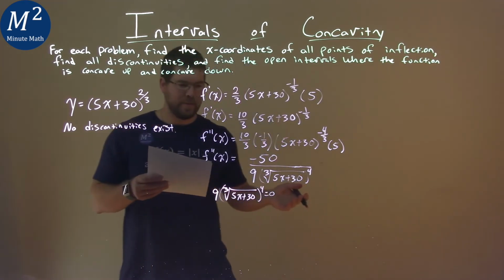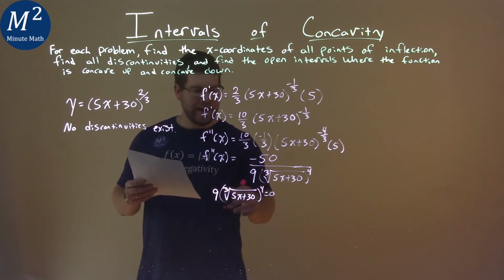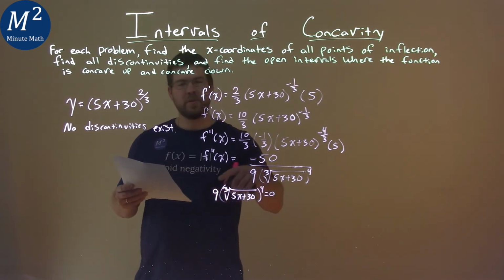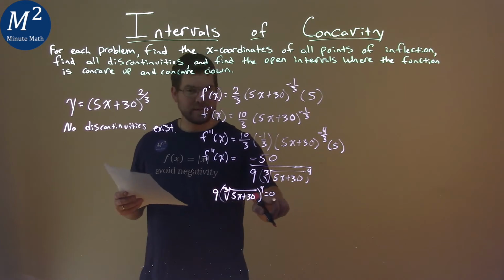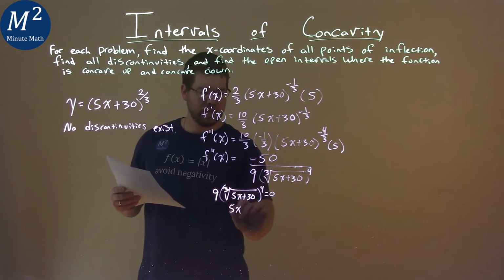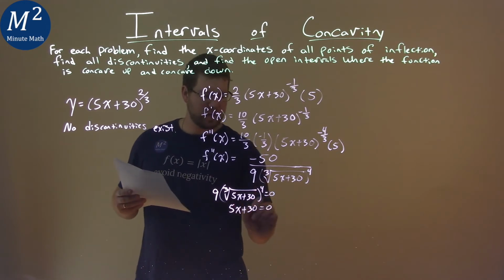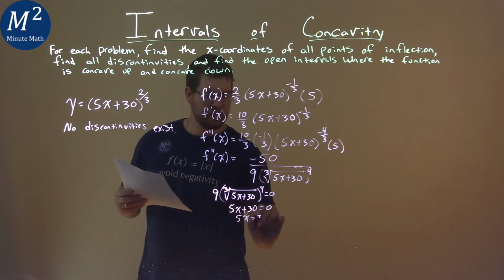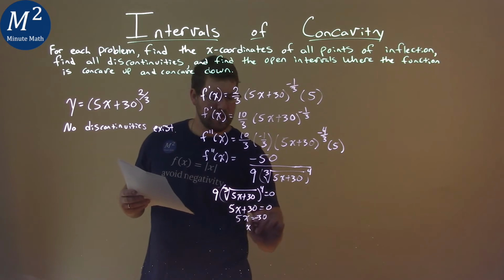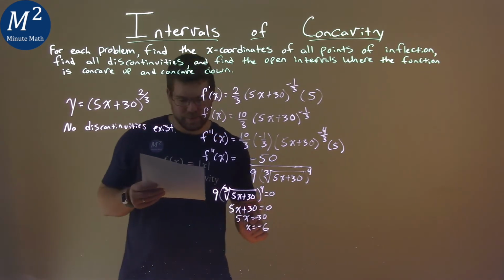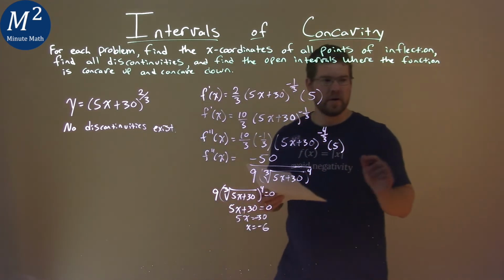Well, I divide both sides by 9, which doesn't really do anything, and I take the 4th root and 3rd power of both sides because it's all going to 0, which doesn't do anything. So we really have, the issue happens at 5x plus 30 equals 0. From there, subtract 30, 5x equals negative 30, and x equals negative 6. So negative 6 is where we have to do our test.